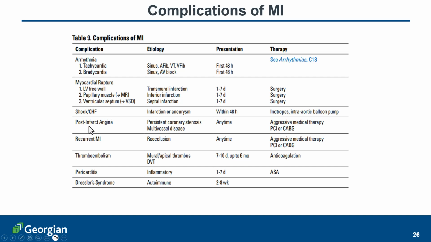Lastly, there's a risk of post-infarct angina that we mentioned, that would be unstable angina, a recurrent MI, thromboembolism, that would be very common, as well as pericarditis. So all these are complications of MI. We'll discuss shock later on, and we'll also focus upon the risk of developing heart failure.